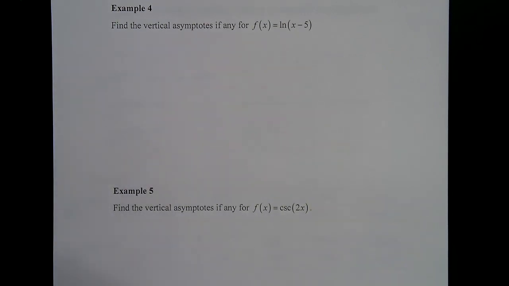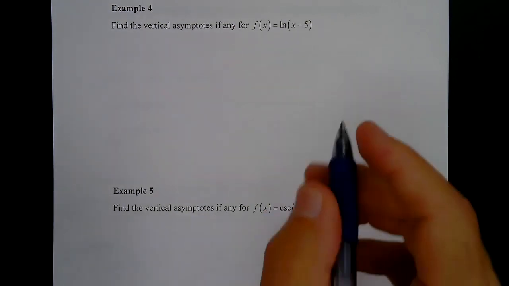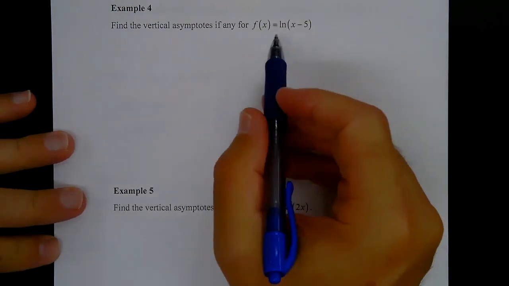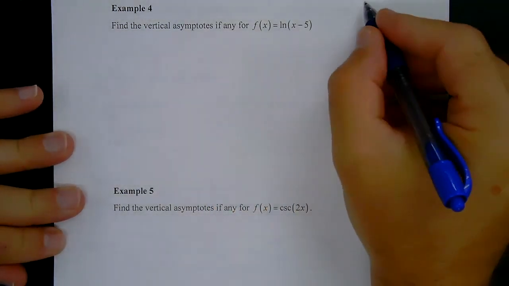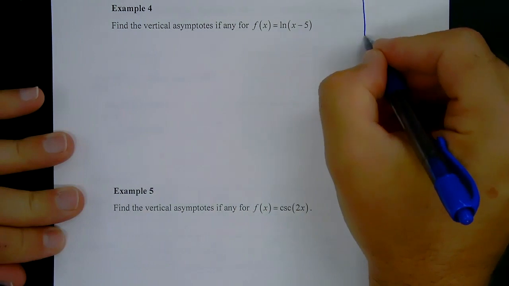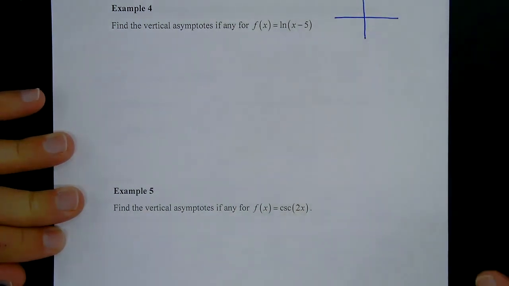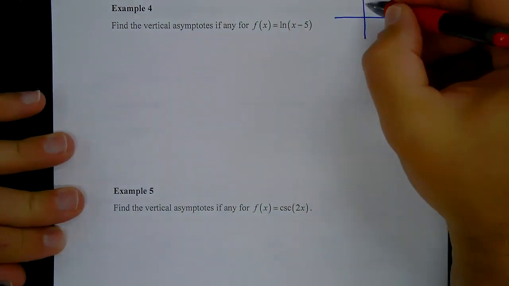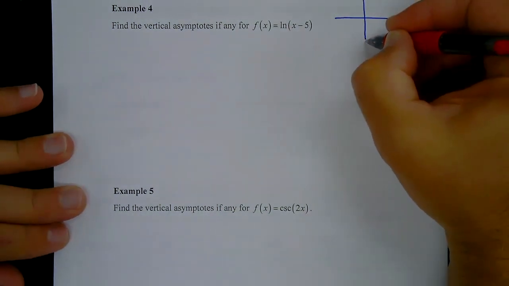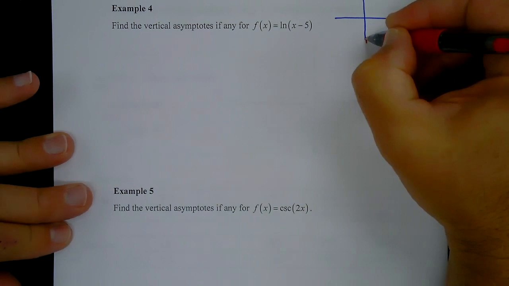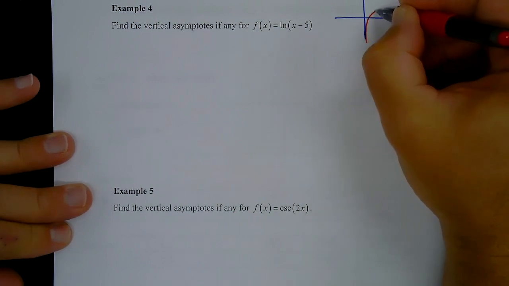All right, so this is kind of similar to the other one. If you take a look at this, this is natural log, that's a logarithm. Any logarithm takes on this shape. There's a vertical asymptote right here on the y-axis. The y-axis is a vertical asymptote, and it looks like this.